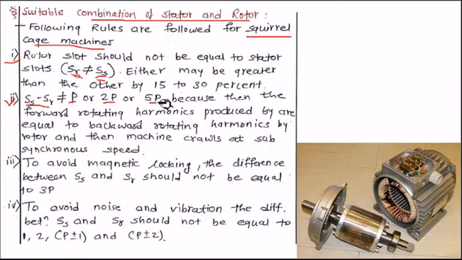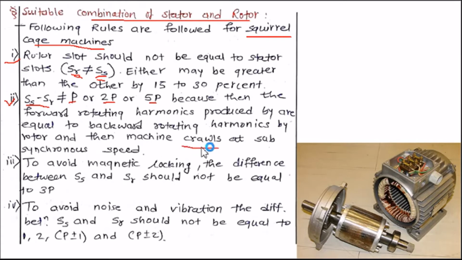Here P is nothing but the number of poles of your induction motor, which is very easy to calculate. So the difference between stator slots and rotor slots should not be equal to P, 2P or 5P. Suppose the number of poles is 2, then SS minus SR should not be equal to 2 or 4 or 10. This is the most important criterion. Why? Because forward rotating harmonics are produced. If you select SS minus SR equal to P or 2P or 5P, the forward rotating harmonics will be produced, which leads to crawling of the machine.